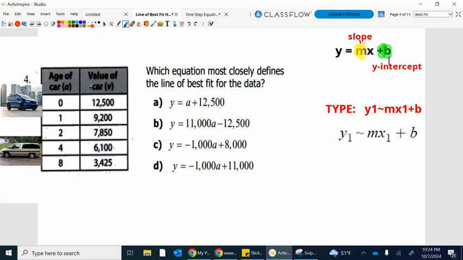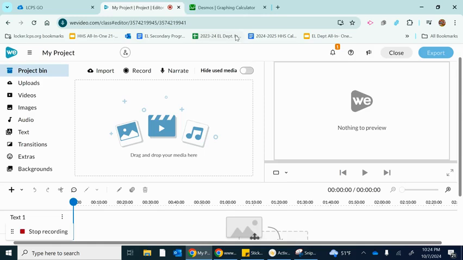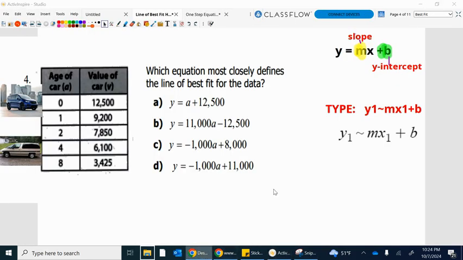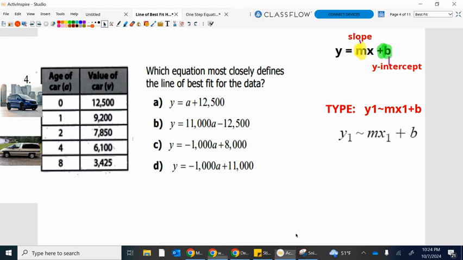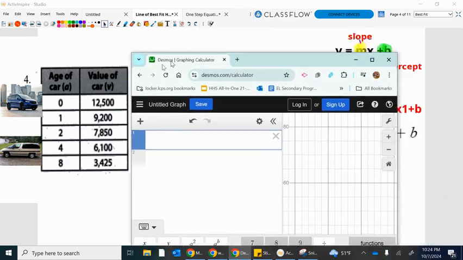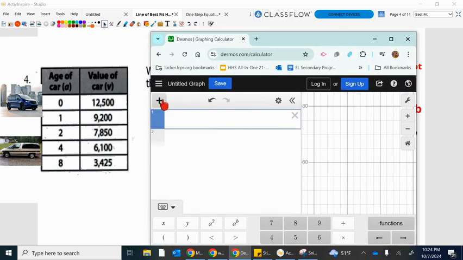Okay, number 4 starts with some tables. So this is where we do need to use Desmos. We're going to start by finding our Desmos. There it is. Okay, so we're going to start by pushing the plus sign, adding a table, and typing in the information exactly the way we see it, but we are not going to use a comma. If you put a comma, you're going to get an error message, so no commas.